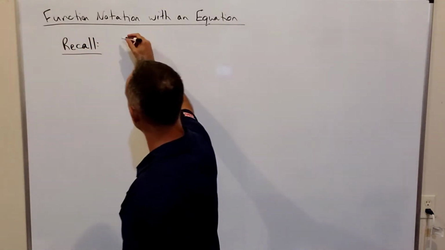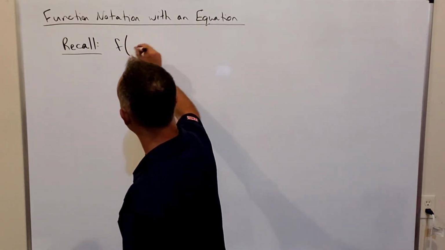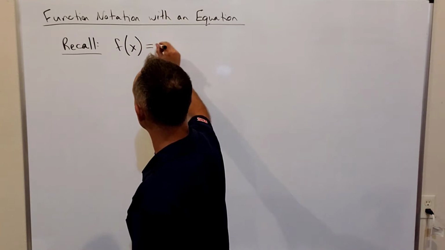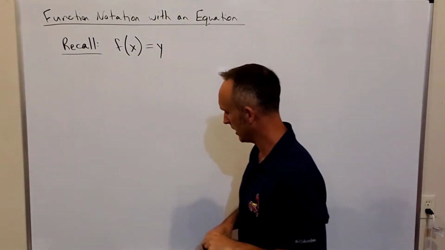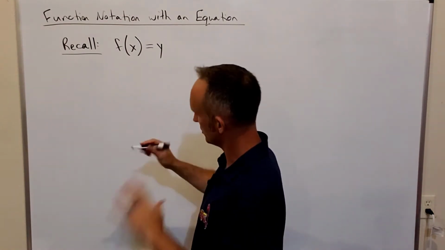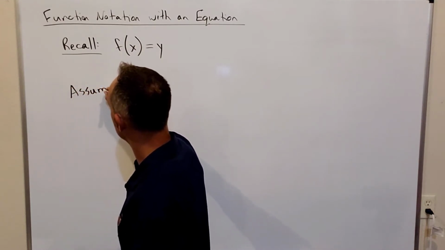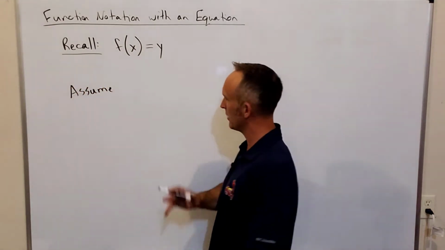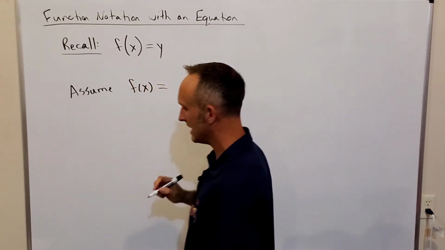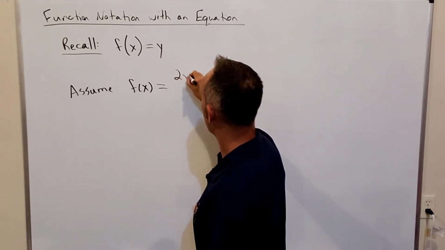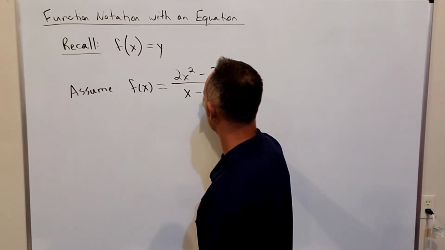So let's recall first of all function notation. You write your function name, maybe it's f or g or h, whatever, f of your input x, and that equals y. So f of your input equals your output, okay? F of your input equals your output. So let's assume that we have some function defined using this equation, and we'll do some analysis of this. So let's assume that f of x equals a fraction, 2x squared minus 3 over x minus 4.